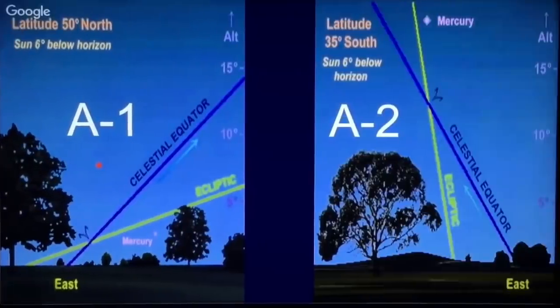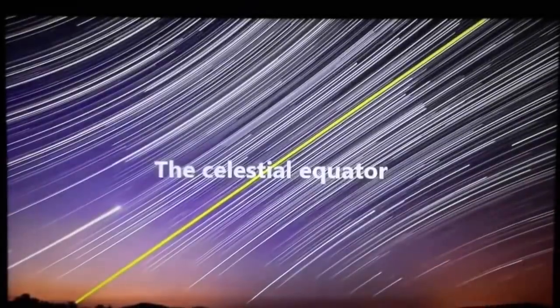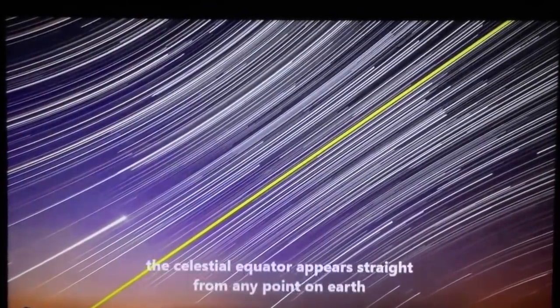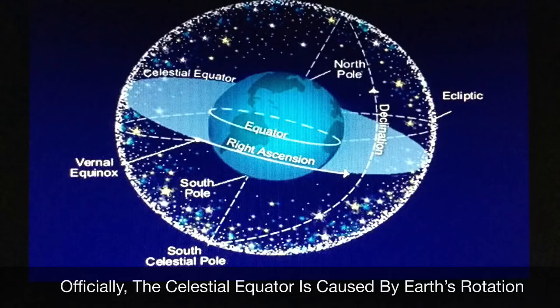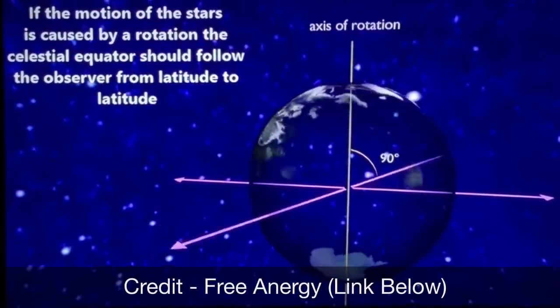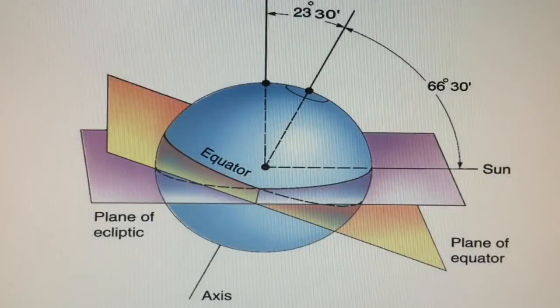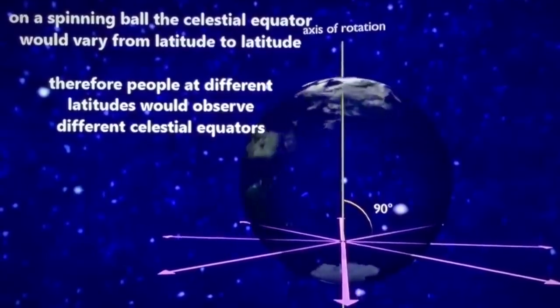Furthermore, this model explains exactly why we have a celestial equator, and why the celestial equator remains fixed at one location regardless of where it is observed on Earth, something that classic heliocentric theory fails to explain at all. In the night sky, the celestial equator appears absolutely straight from any point on Earth and remains geographically fixed over Earth's equator. Officially, the celestial equator is caused by Earth's alleged rotation, but if the motion of the stars is caused by Earth's rotation, the celestial equator should in fact follow each observer from latitude to latitude, as any observation of it must be 90 degrees perpendicular to Earth's axis of rotation, which causes people at different latitudes to observe different celestial equators. That would only be true if the stars were small and close.